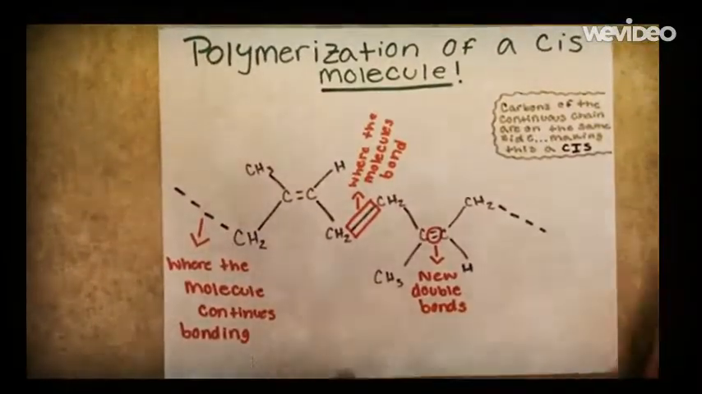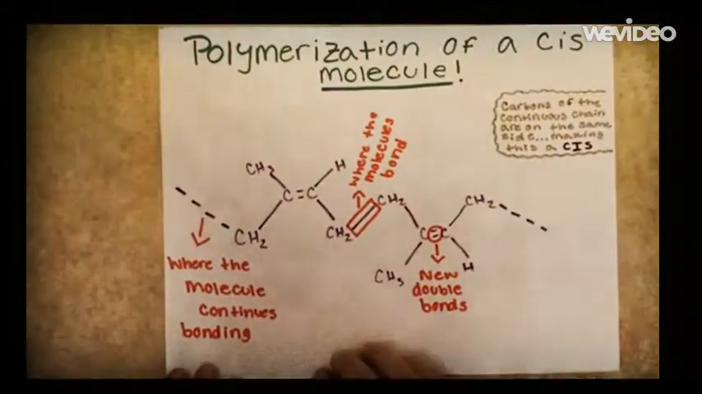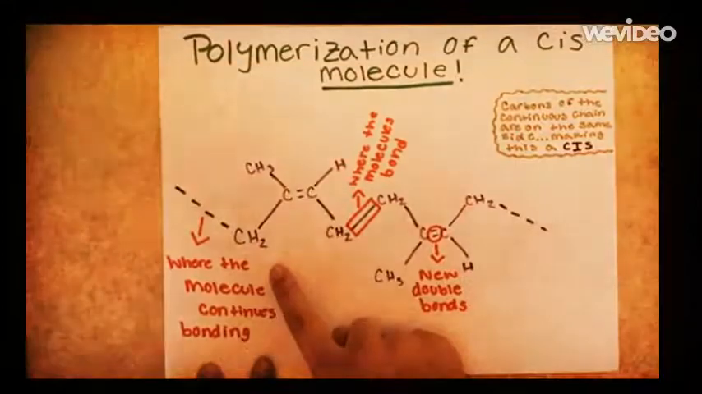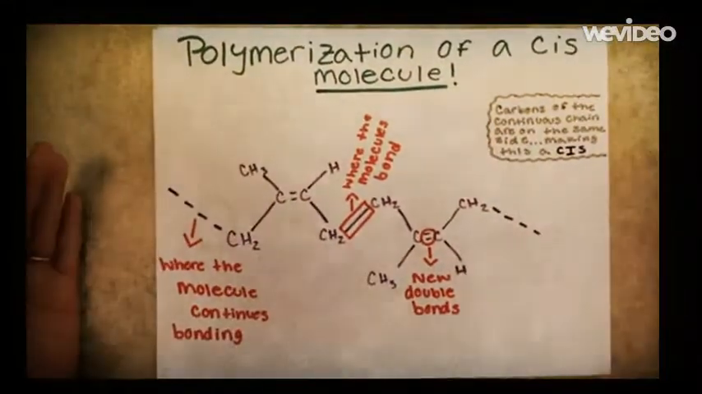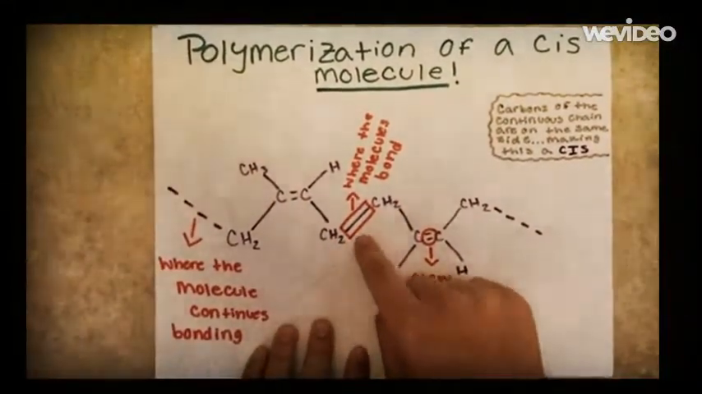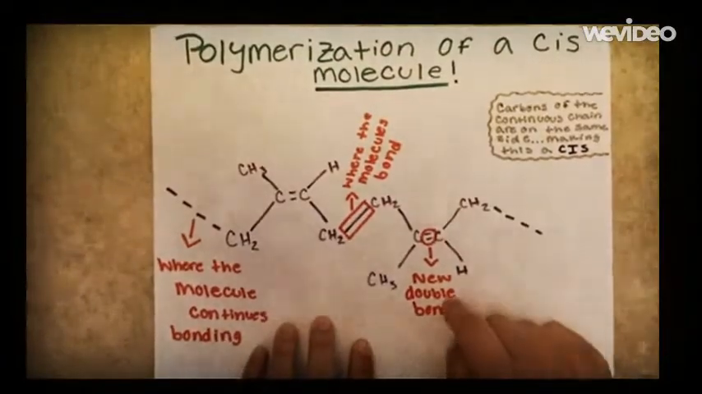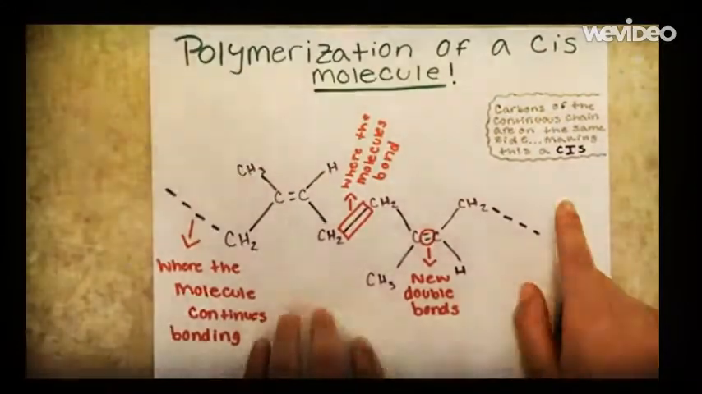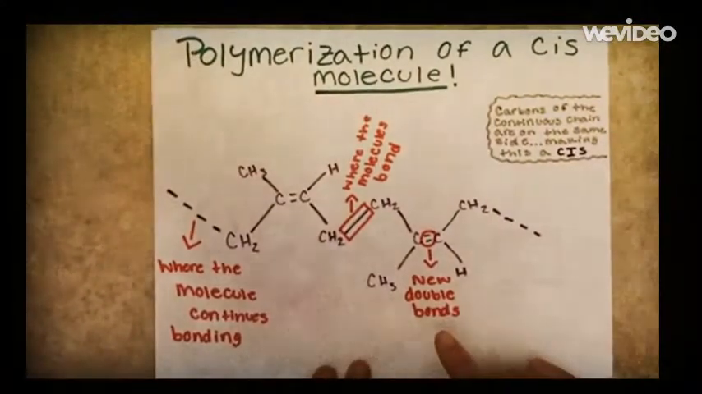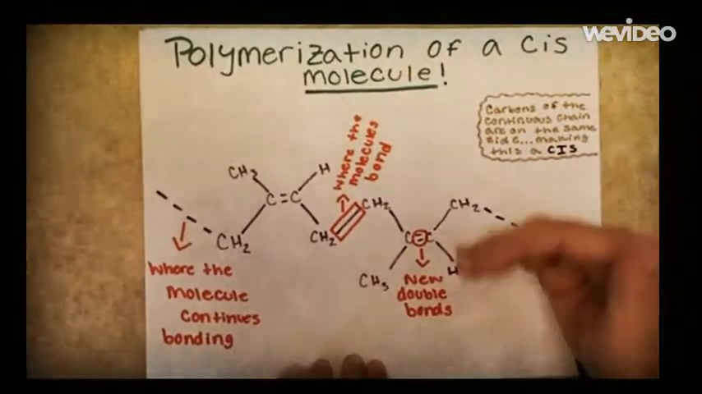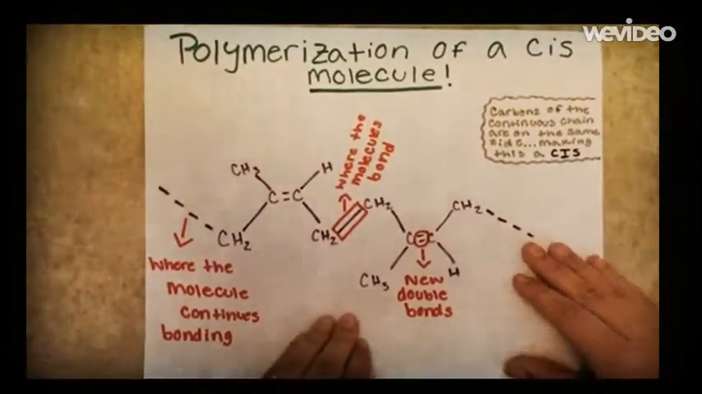The polymerization in a cis molecule is relatively simple. The molecule continues bonding across the CH2 because it is a continuous chain. It bonds at the CH2, and new double bonds are formed between the C's. The continuous chain of the carbons on the same side make it a cis.